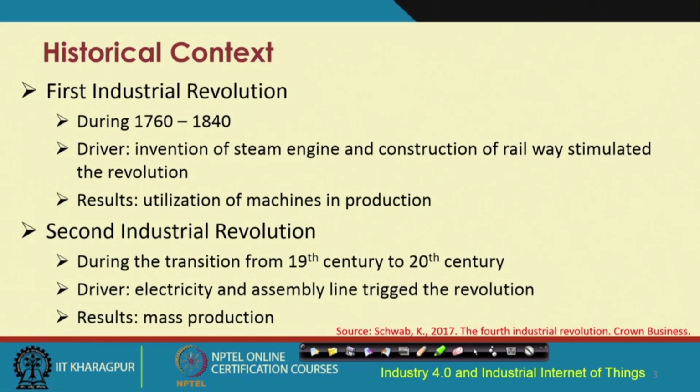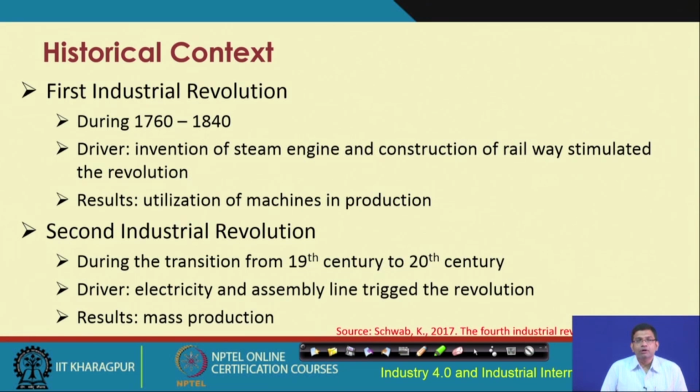The industrial revolution again went through different stages. Back in the 1760s to 1840s, it was the first industrial revolution, and this first industrial revolution was started with the invention of the steam engine, the introduction of trains, mobility increased, and construction of railways basically stimulated the overall revolution. So, this basically resulted in the utilization of machines in production. That was the first industrial revolution in the 1760s to 1840s.